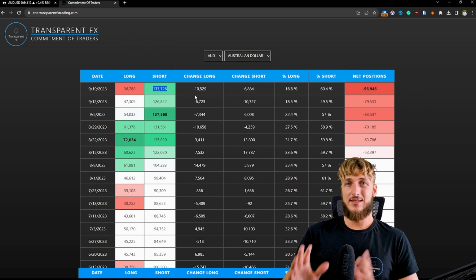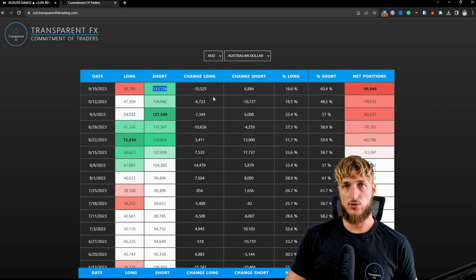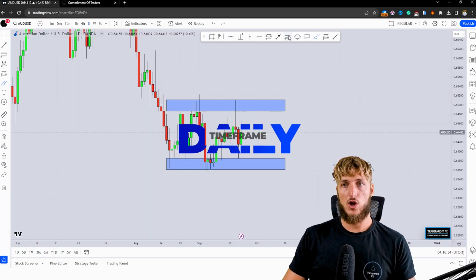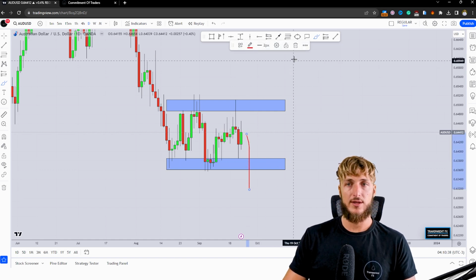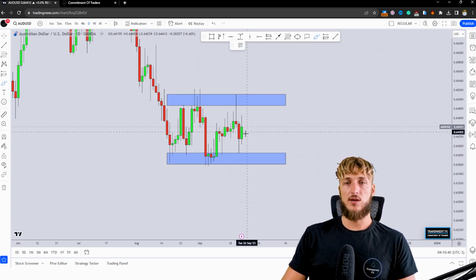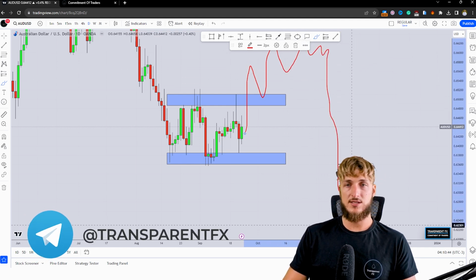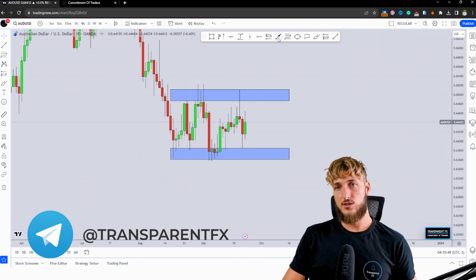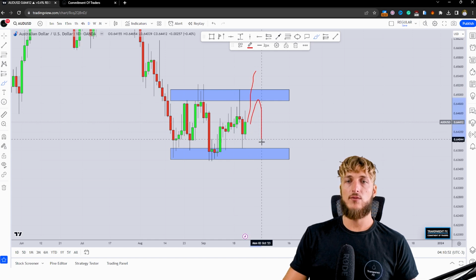So clearly the positioning is more to the bearish side of the AUDUSD from an institutional perspective, which further increases the probabilities of a potential continuation lower if we see a break below this range. Because if we see a break above this range, it means that the market could create more bullish price action and only at that point provide a potential move lower.